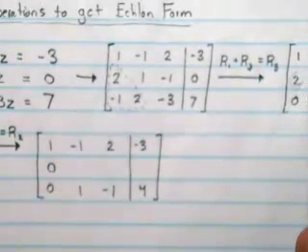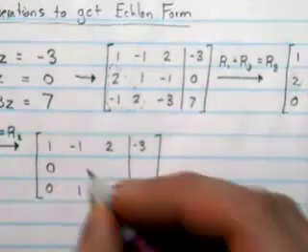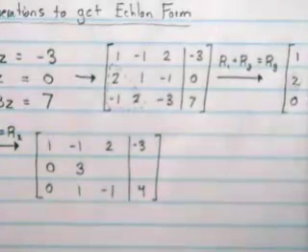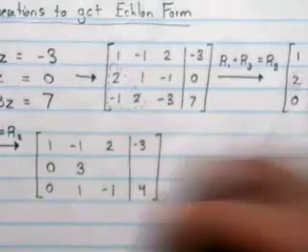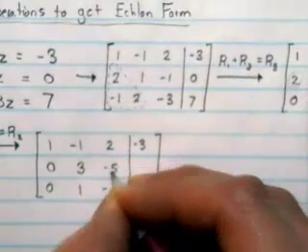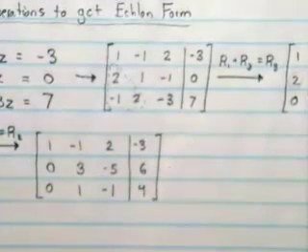So next, negative 2 times negative 1 plus 1. Negative 2 times 2, negative 4 plus negative 1, negative 5. And then the next one, negative 3 times negative 2, plus 0. Okay, so we're getting there.